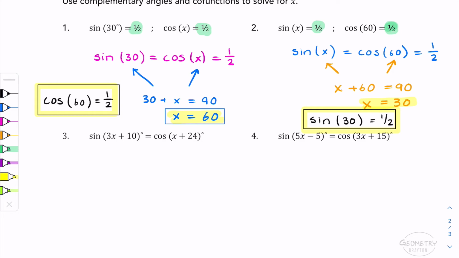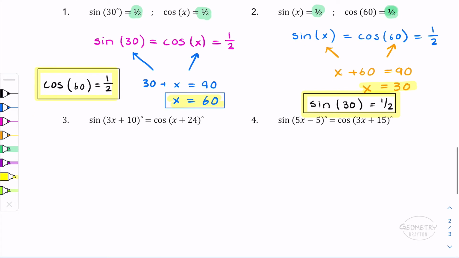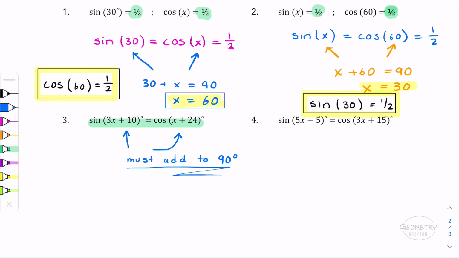And for 3 and 4, I'm going to complete 3 and then I'm going to ask that you guys try number 4 by yourself. So number 3 and 4 look a bit different because here we just have two functions that are equal to each other. But we're using the same process, so we still know that if these are equal, that means that this angle and this angle must sum to 90 degrees. So I can set up an expression here. I can do 3x plus 10, that's my first expression, plus x plus 24, second expression, is equal to 90.